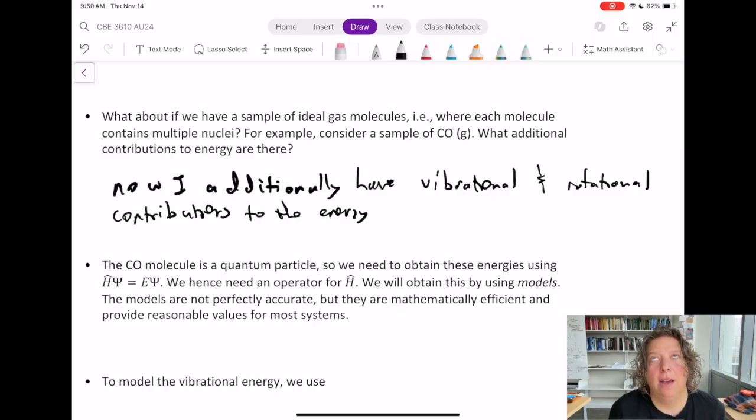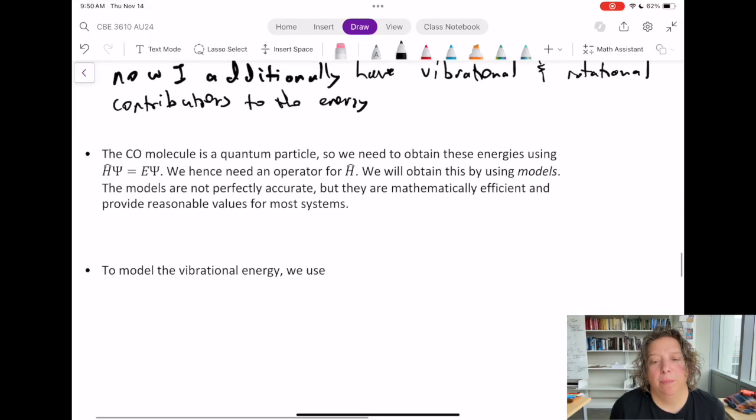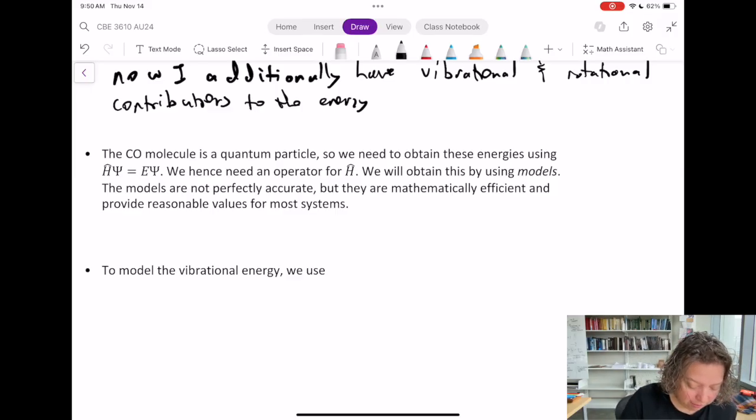So again, the carbon monoxide molecule is a quantum particle. Some of these energies we're going to be able to describe classically. We're going to get to that in the next lecture. Some of them we can't describe classically. So since this is a quantum particle, we're going to start out using H psi equals E psi to establish the energies.